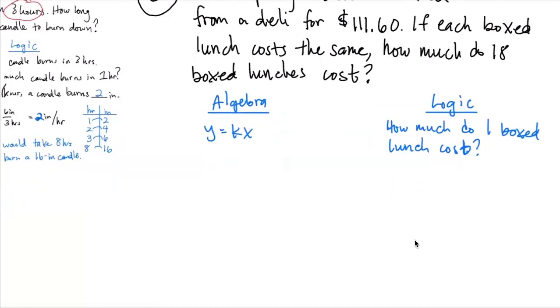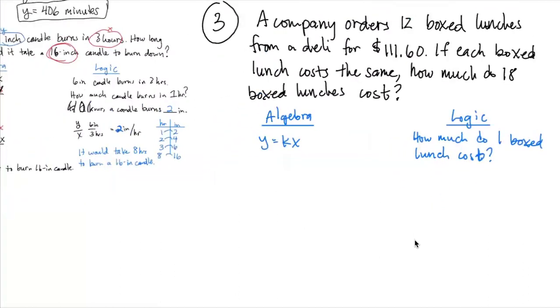All right, let's do the logic way. How much does one box lunch cost? Well, I can just do y divided by x. $111.60 divided by 12 box lunches. Again, you can use a calculator. 111.60 divided by 12 equals $9.30. If your calculator says 9.3, remember we're dealing with money, so we have to add that zero because money is in hundredths. So that's how much one lunch costs.